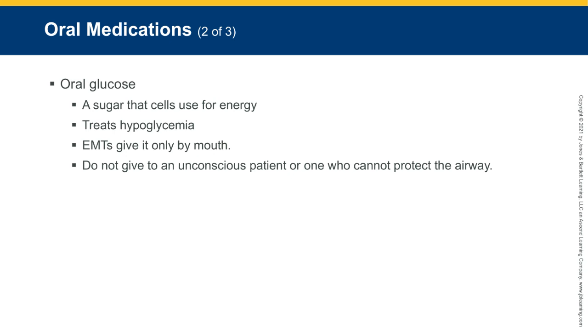One of the most common oral medications EMTs administer is oral glucose. This is a sugar used by the body's cells for energy and is used to treat hypoglycemia. EMTs administer it only by mouth, and it should never be given to an unconscious patient or anyone who cannot swallow properly. If the patient is unable to take oral glucose safely, alternative treatments should be considered.